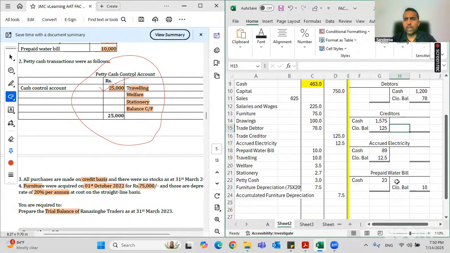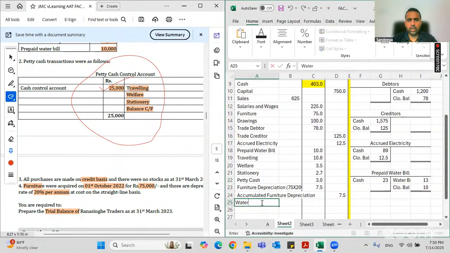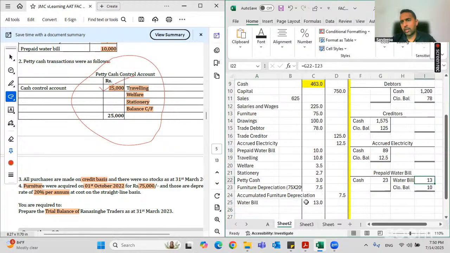So your water bill expense is 23 minus 10. So your water bill is 13 rupees, which is an expense. Prepaid water bill credit, debited to water bill expense.